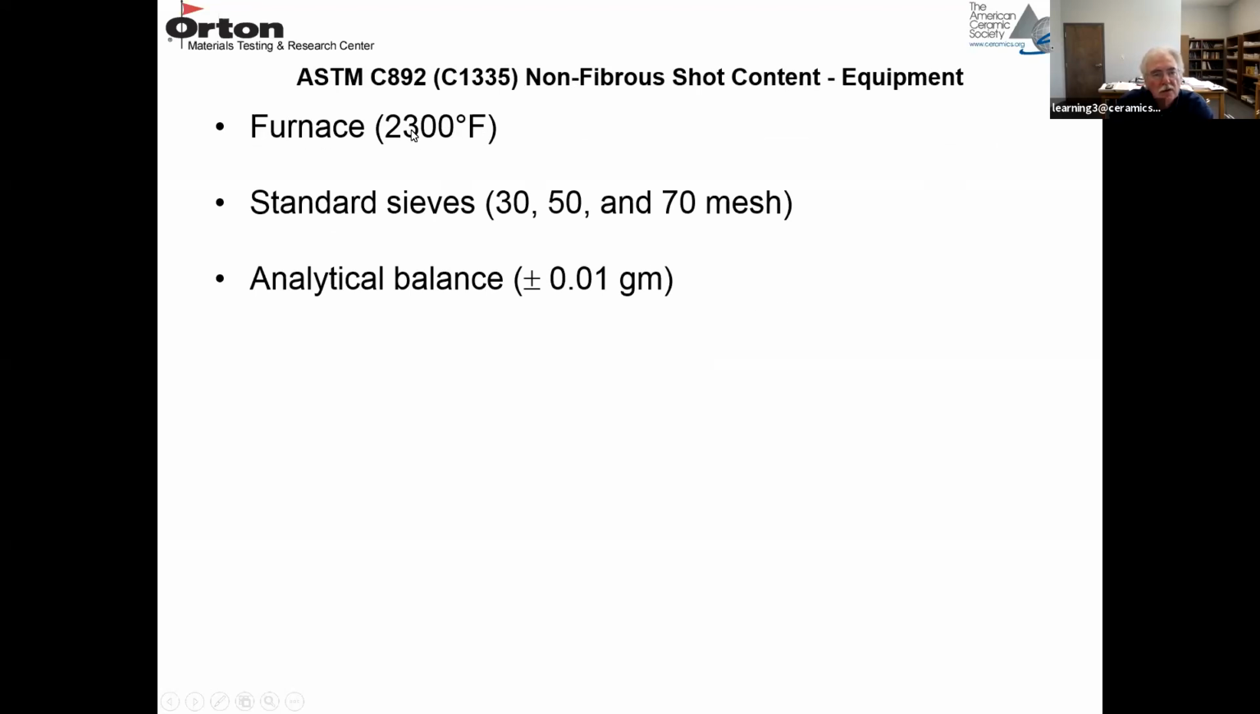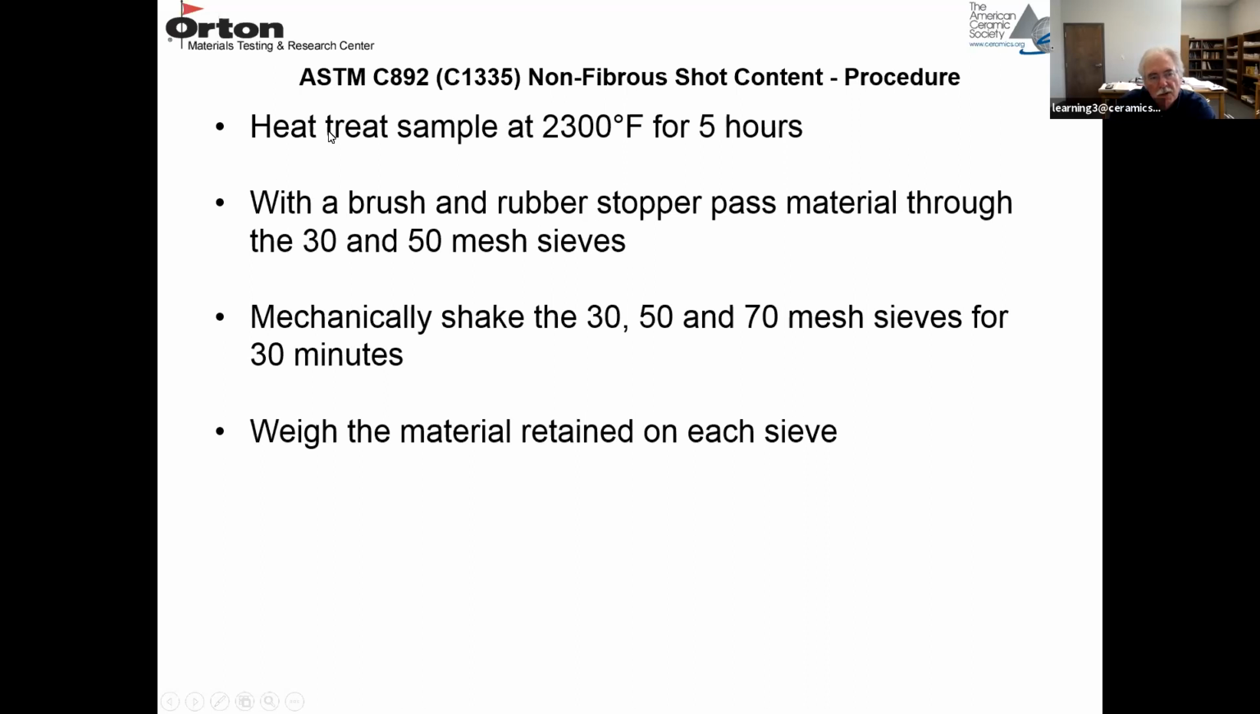You need a furnace, a low temperature furnace capable of going to 2300 degrees F. And you have 3 standard sieves, 30, 50, and 70 mesh, 70 being the finest and 30 being the coarsest, and a balance to weigh the material. So what you do is you heat treat the sample at 2300 for 5 hours. That crystallizes all the fibers. They become more brittle. So a crystallized fiber is more brittle, so they can be broken up more easily.